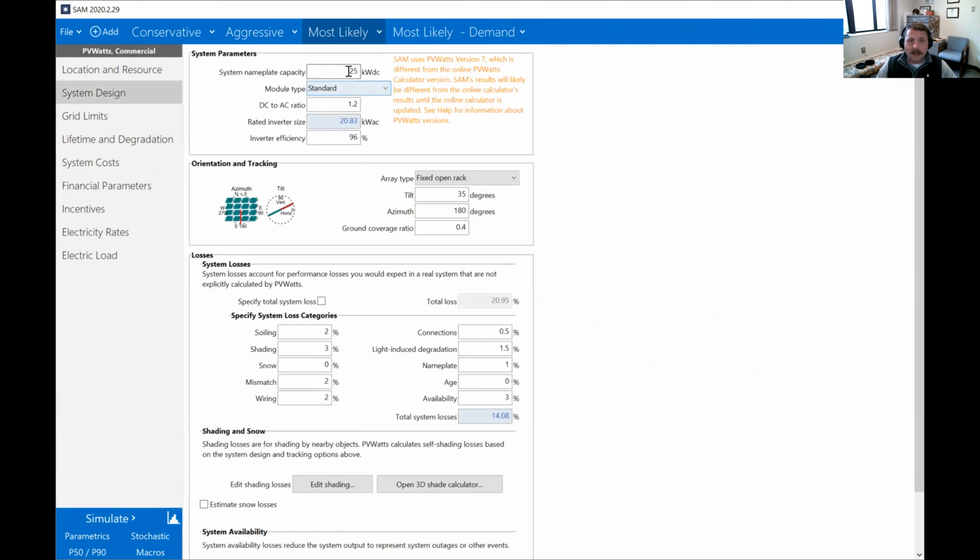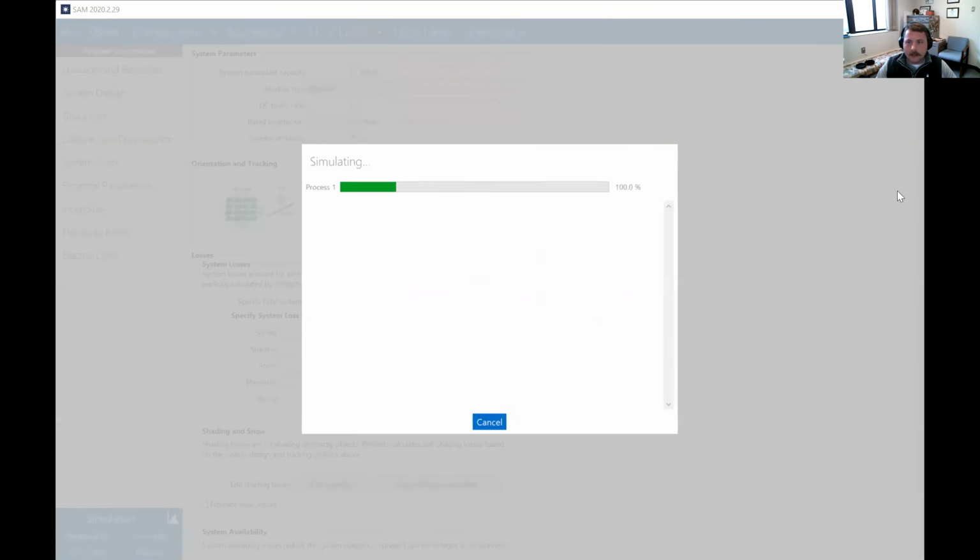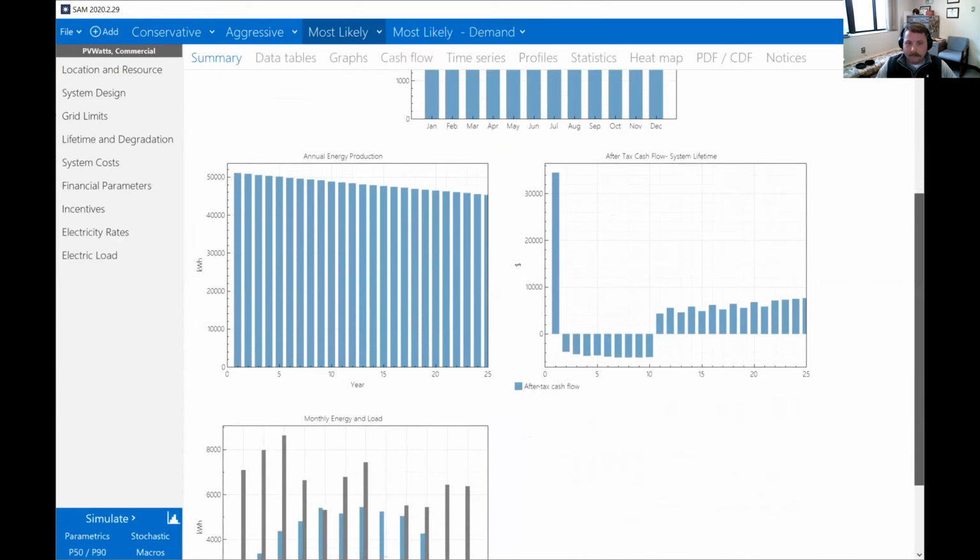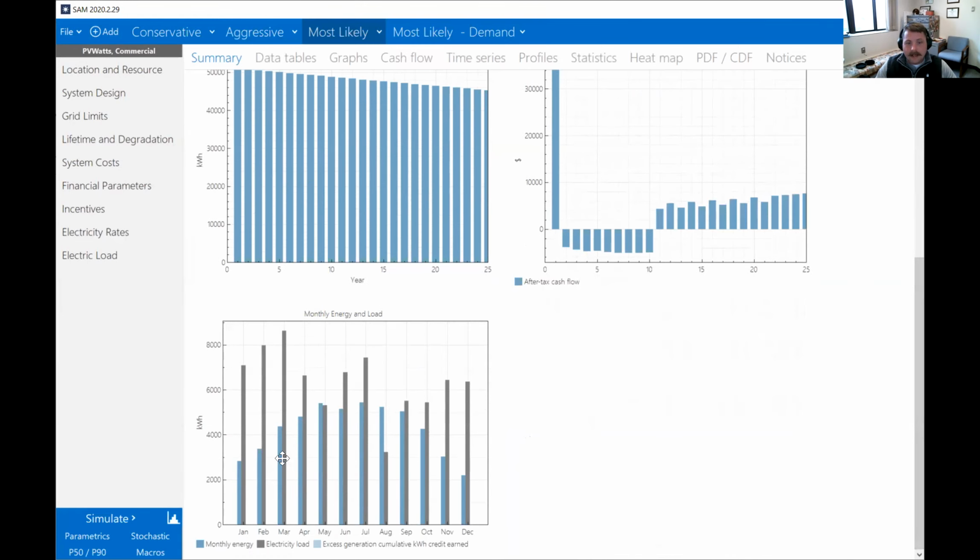So I'm going to go into system design. I'm going to change that to 40 so that I can look at what the output looks like when I do that. I'm going to scroll down to the bottom. And again, that 40 is actually balancing pretty well. I have some overproduction in August, but I'm just barely overproducing in May. So I'm only overproducing in one month. And so that's actually looking pretty decent.